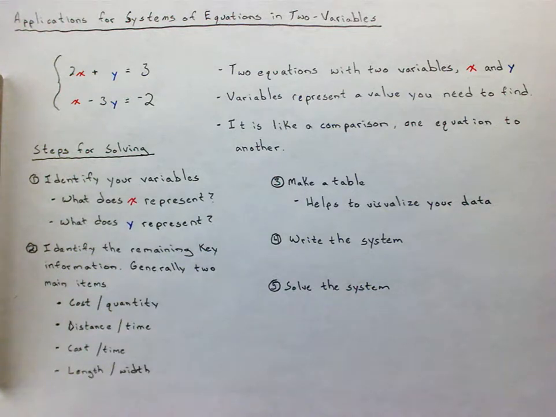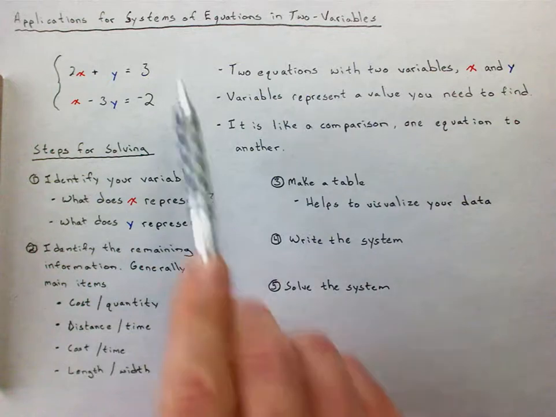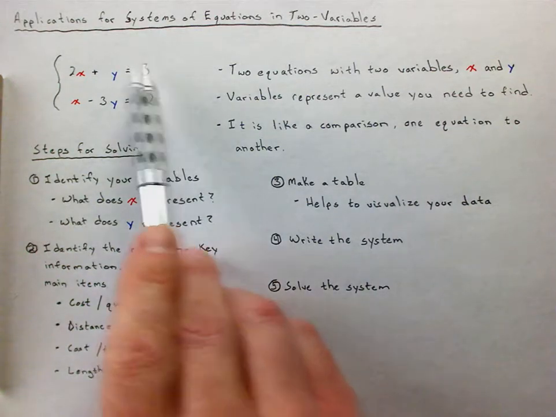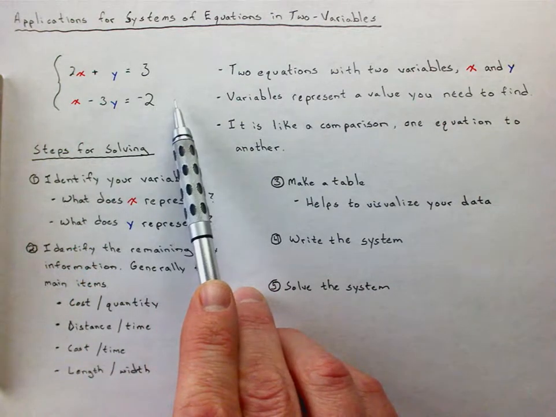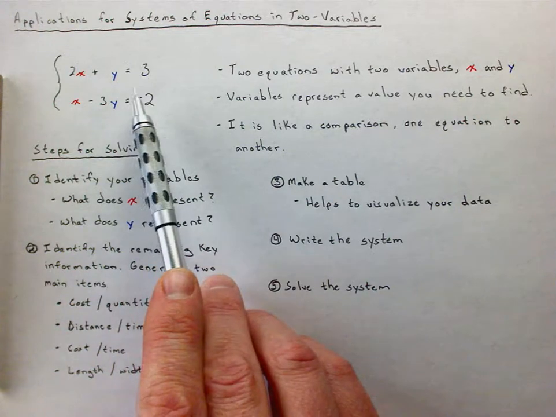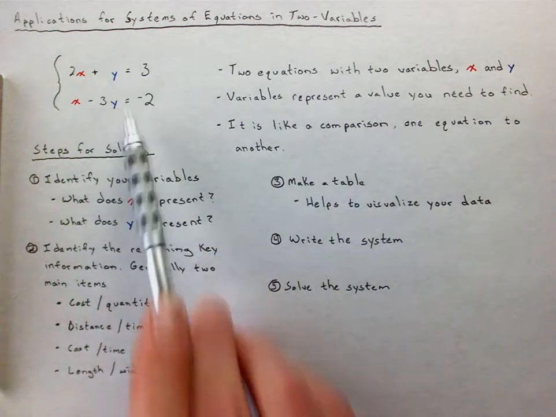The first thing is to identify your variables. What is x going to represent and what is y going to represent? After identifying what x is going to represent and y is going to represent, you need to identify the remaining key information. And generally there are going to be 2 things in that problem that are of note. It's 2, equation 1 and equation 2. Equation 1 is going to represent something within itself, and equation 2 is going to represent something within itself. And they'll be related, but they're going to have their own purpose.